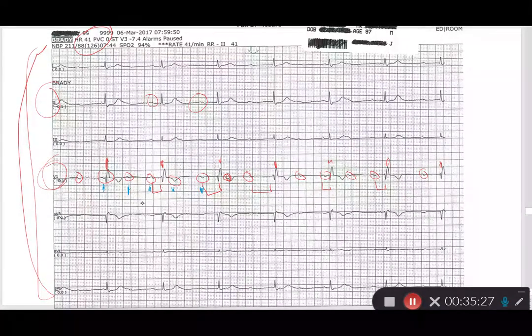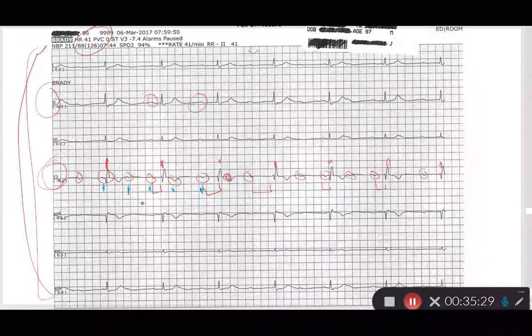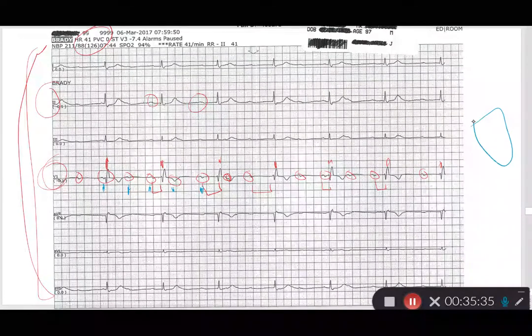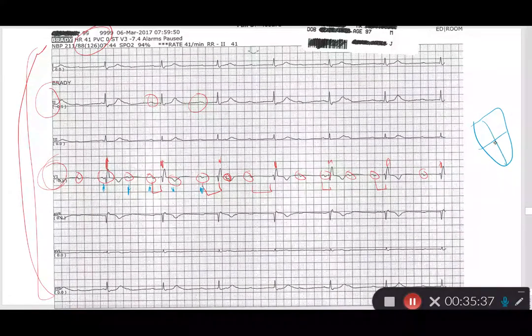So my atria are going off at their own rate. My atria and my ventricles are both firing off in a rhythm, but they're firing off in their own rhythms. With a third degree heart block, we have some kind of disconnect in our cardiac conduction system. So this will be firing off at its own intrinsic rate, and the ventricles will fire off at their own intrinsic rate, which is typically slower. So this is going to be a complete heart block, or third degree heart block, however you want to label it, at 41 beats per minute.